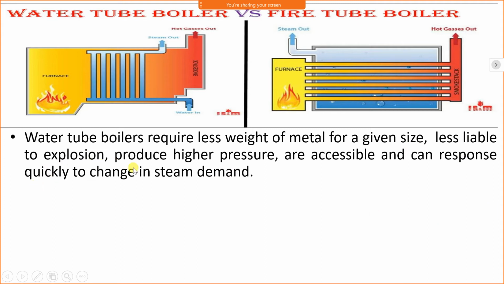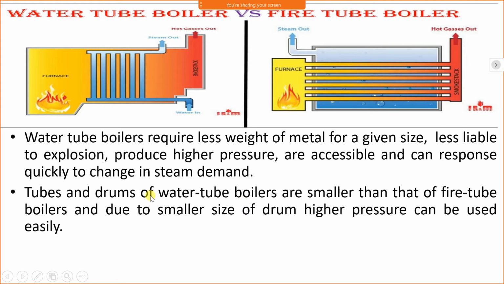A water tube boiler is less liable to explosion, produces steam at a higher pressure, is accessible, and can respond quickly to change in steam demand. It is less in weight, less in size, less liable to explosion, produces steam at a higher pressure, and can respond quickly to change in steam demand.